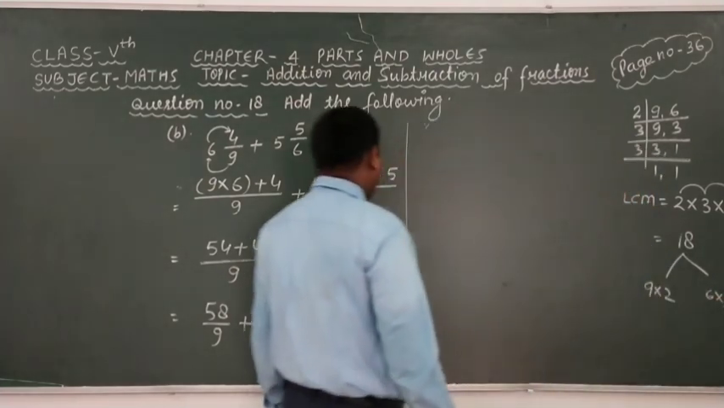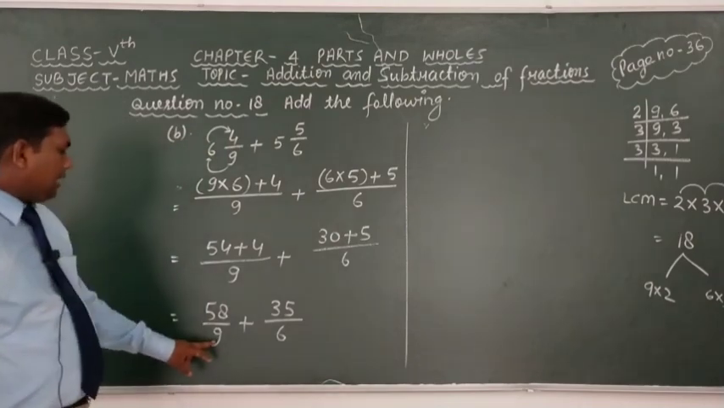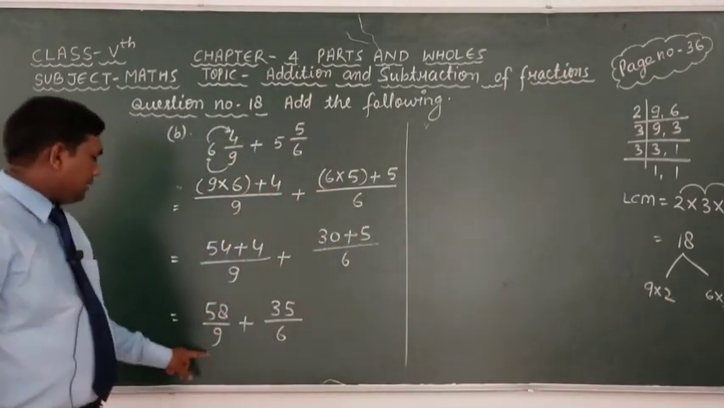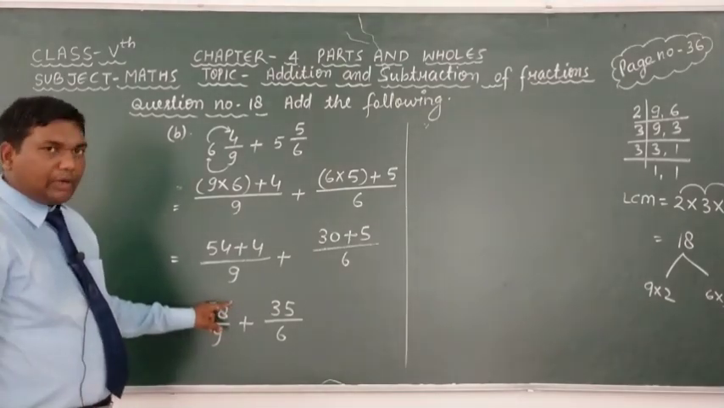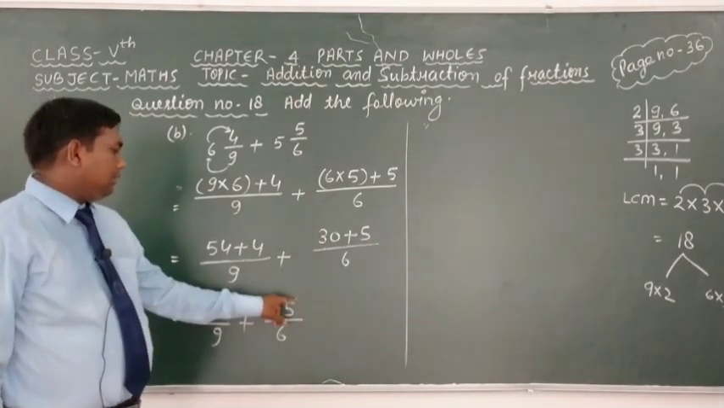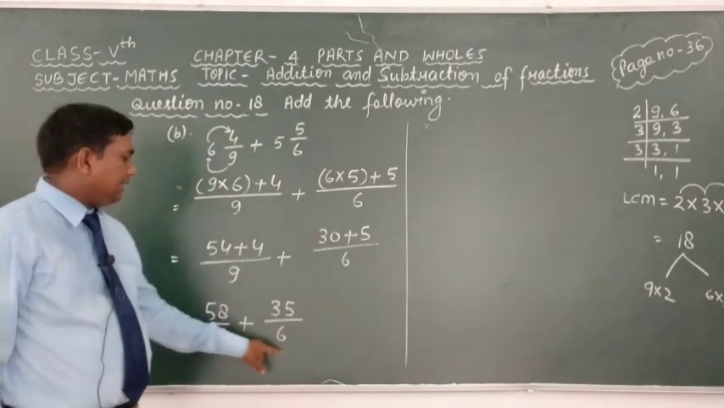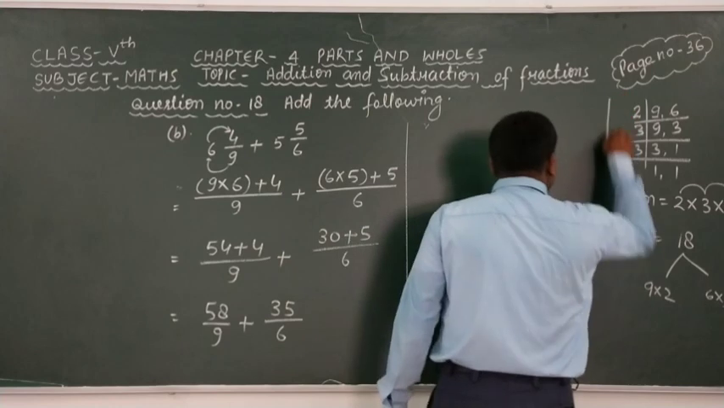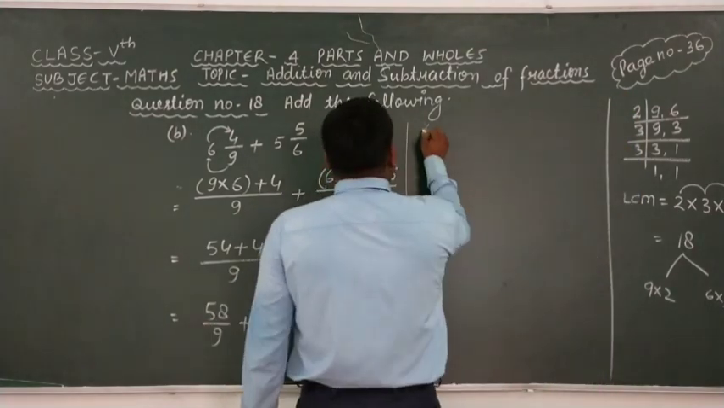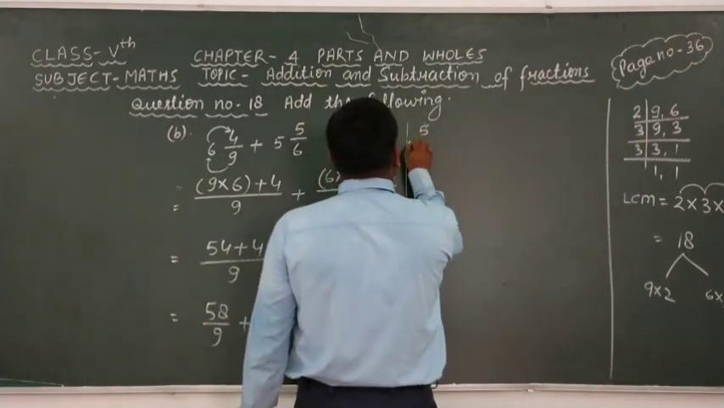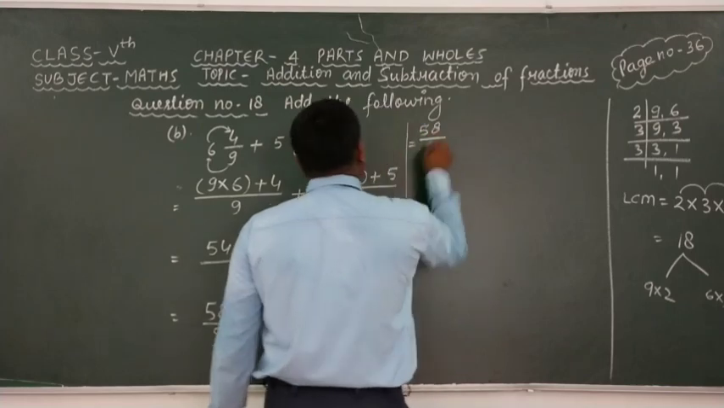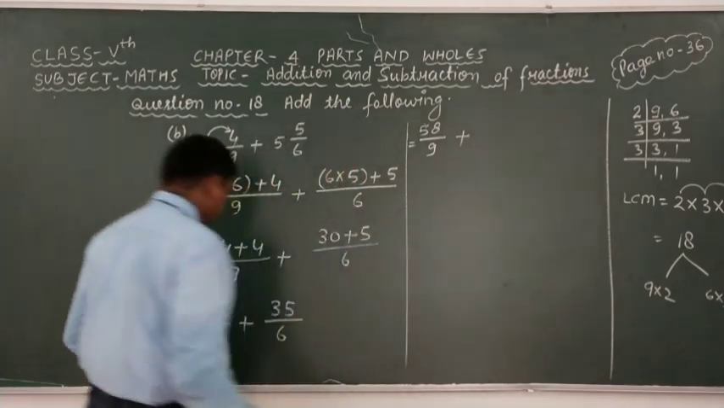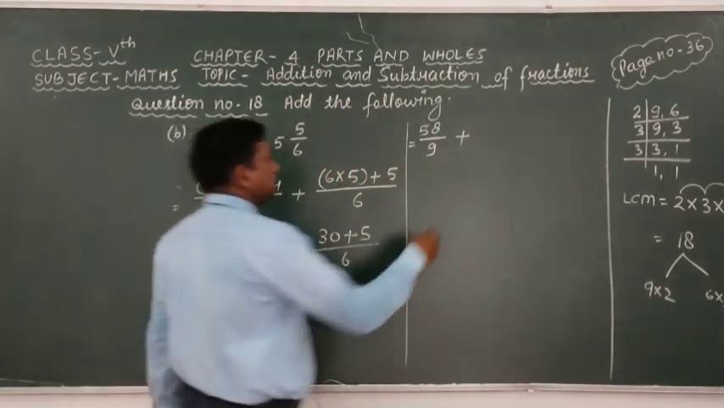Therefore we take the multiplication by 2 in this fraction and the multiplication by 3 in this fraction. Look here carefully. Here we get 58 over 9 plus 35 over 6.